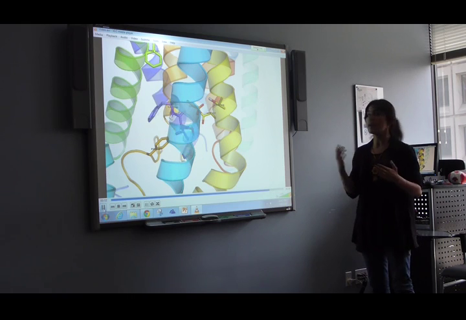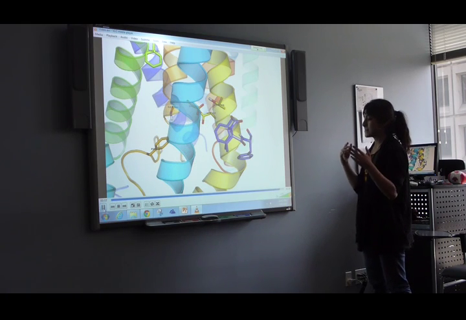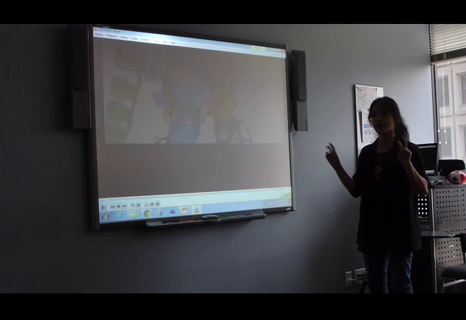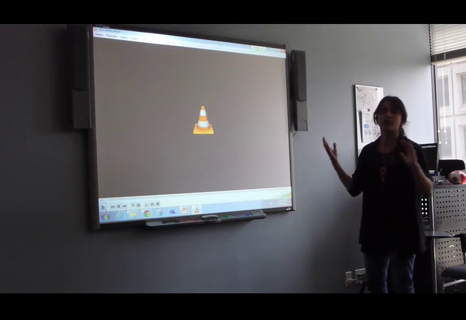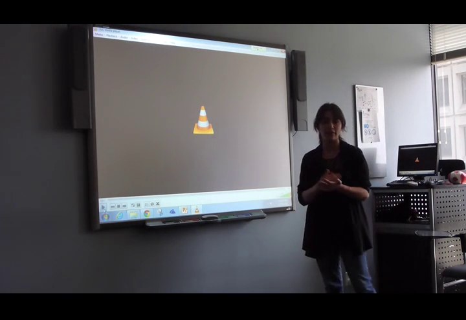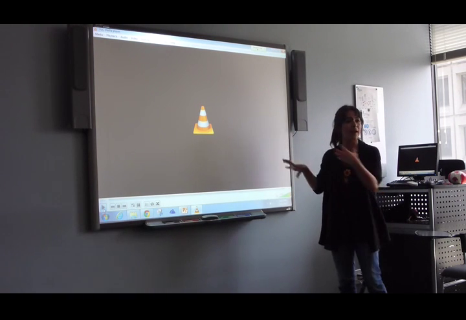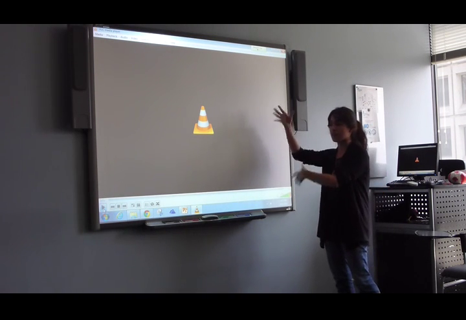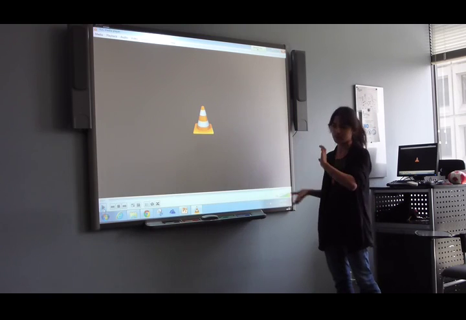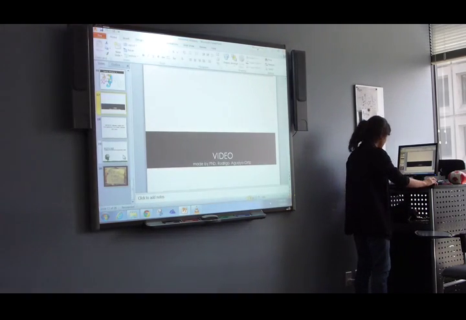So then we can work on theories about how to reduce the side effects, by searching these different possible positions that this molecule has on the receptor. And last, sorry, it's quick.